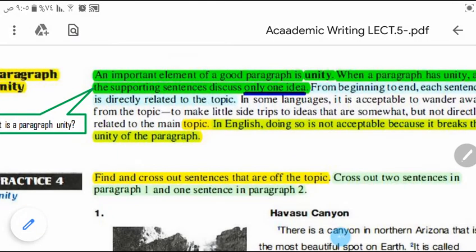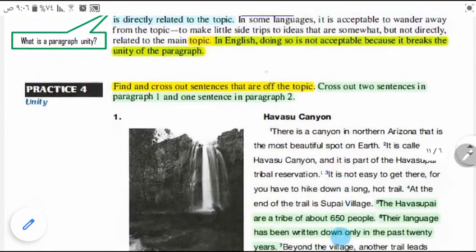Because in English it is not acceptable to go far from the main idea or to add something beyond the main idea. You have to stick to the main idea when you write. So unity is very important in English writing.